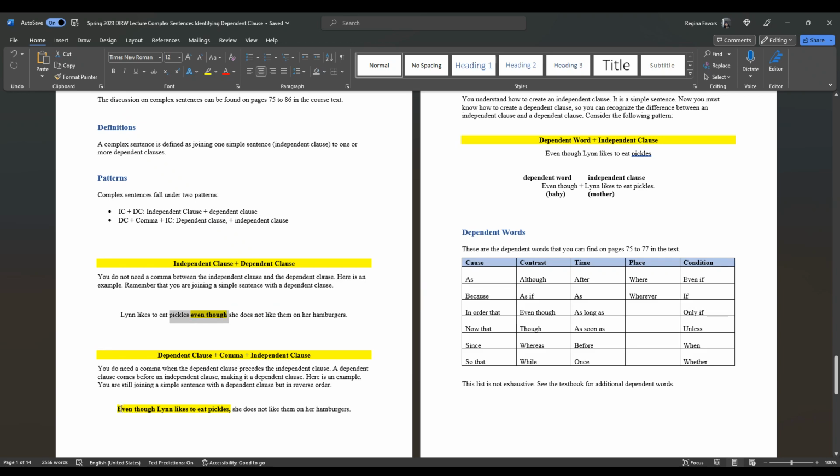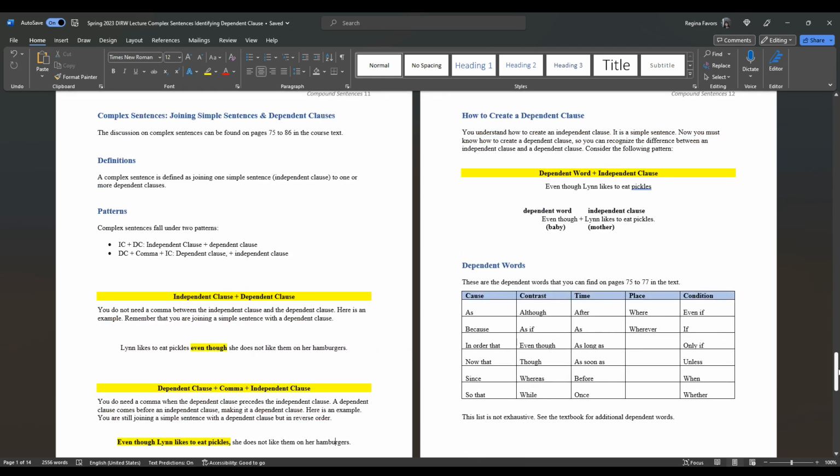If it precedes the sentence, meaning that "even though" is a dependent word or dependent phrase, right? So then, if you removed "even though" and you just typed "Lynn likes to eat pickles," then that would be a complete sentence. Just drop the comma and add a period. But once you place the dependent word right before the independent clause, then it makes it a dependent clause. And when it begins the sentence, it's the full sentence, dependent word plus independent clause, comma, and then you begin the next sentence after that.